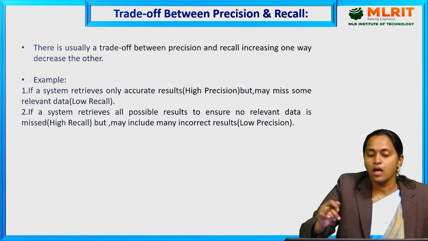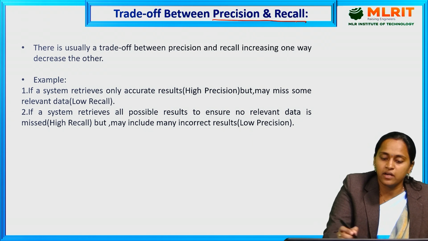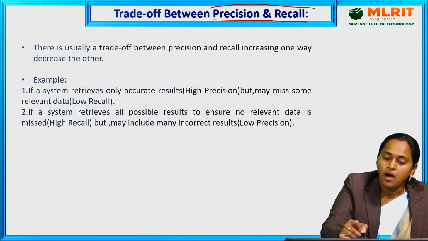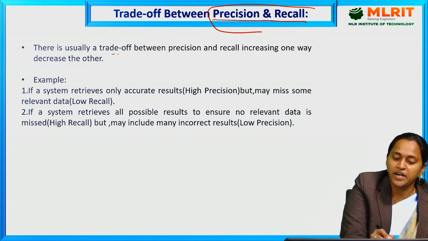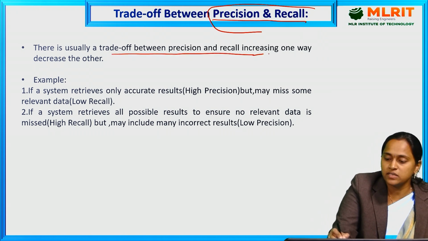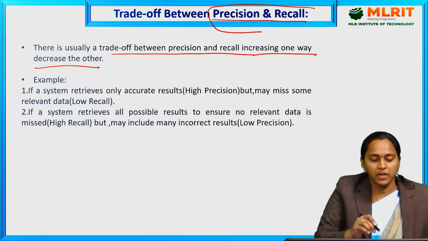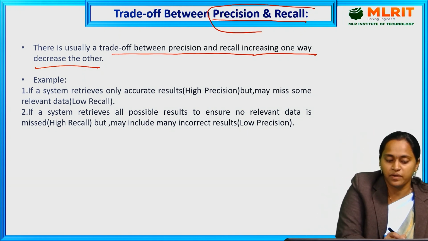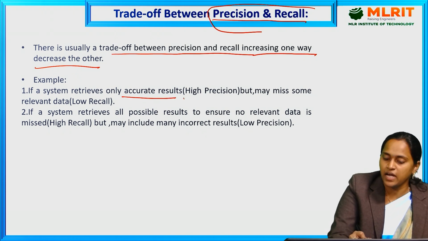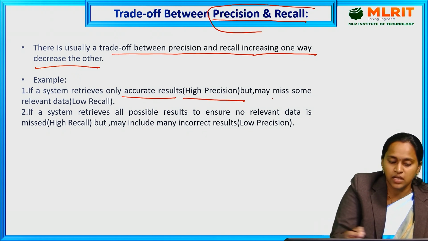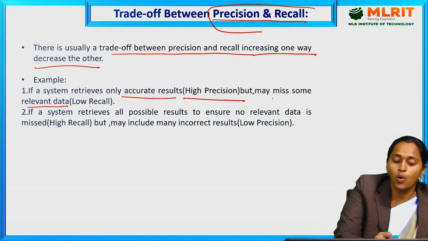Here see the trade-off between the precision and recall. That means we are combining the precision and recall, but it increases one way and decreases the other way. That means there is usually a trade-off between precision and recall, increasing one and decreasing the other. See one by one here. We are taking one example, right? If a system retrieves only accurate results, the precision is very high, but it may miss some relevant data. When we miss some relevant data, that is a low recall.